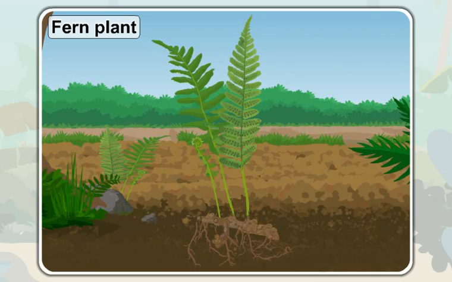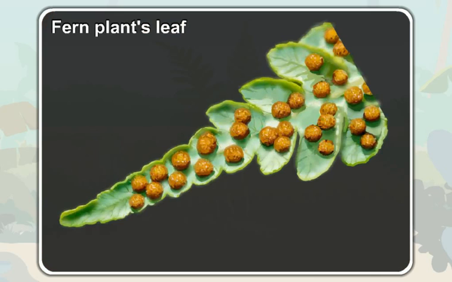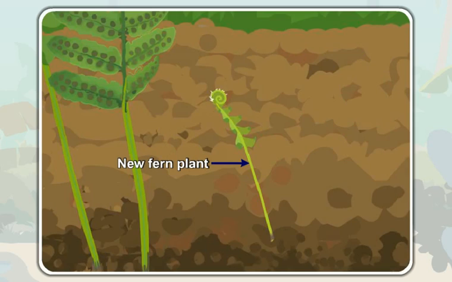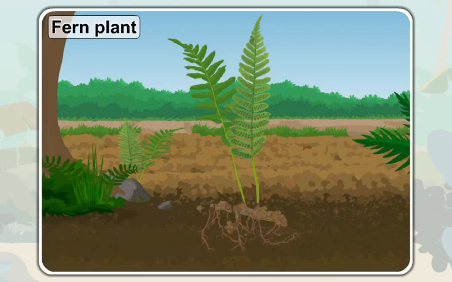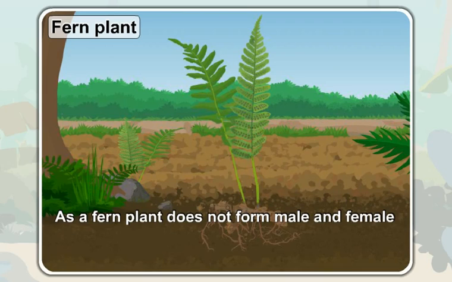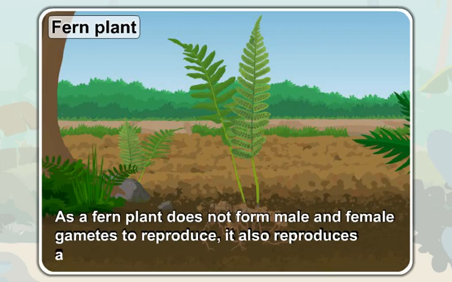A fern plant has a kind of cell in its leaves. These cells are called spores. A new fern plant can grow from the spores as well. As a fern plant does not form male and female gametes to reproduce, it reproduces asexually.